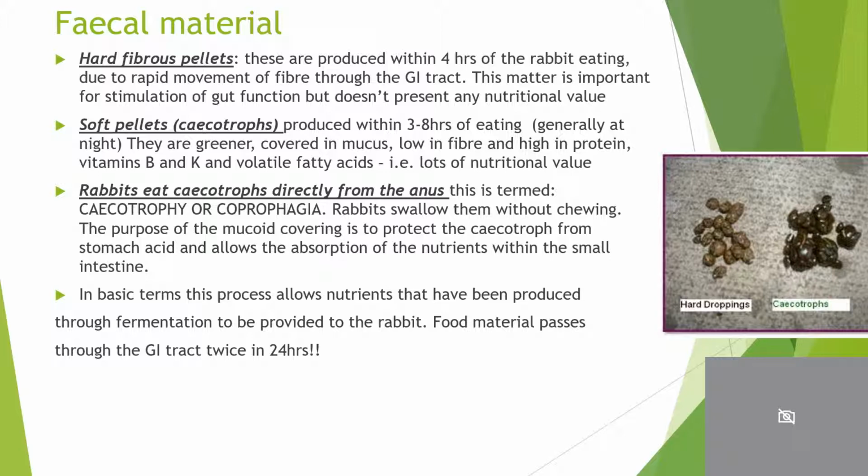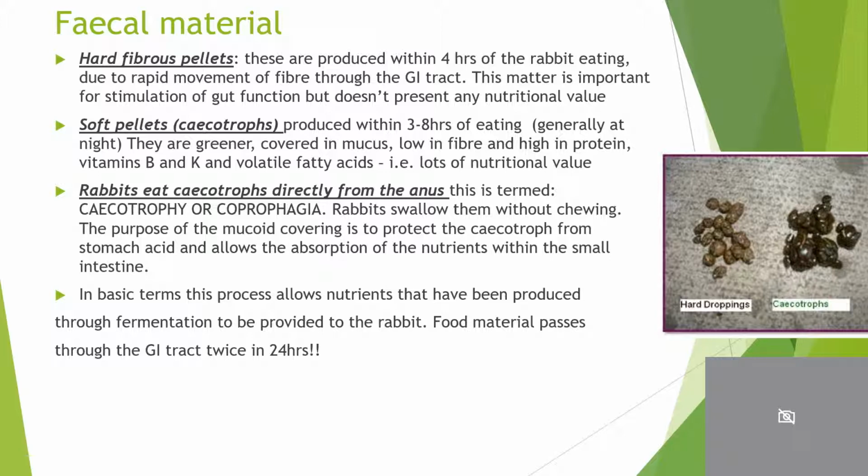Soft pellets, or cecotrophs, are produced within 3 to 8 hours of eating, generally at night. They are greener, covered in mucus, low in fibre and high in protein, vitamins B and K and volatile fatty acids, i.e. they produce and present lots of nutritional value. Because of this nutritional value, rabbits will actually eat cecotrophs directly from their anus, and this is termed cecotrophy or coprophagia. Rabbits swallow them without chewing, and the purpose of the mucoid covering is to protect the cecotroph from the stomach acids and allows the absorption of nutrients within the small intestine.